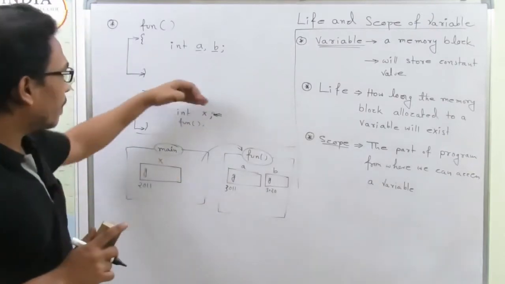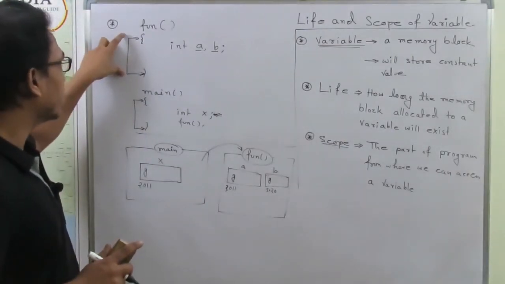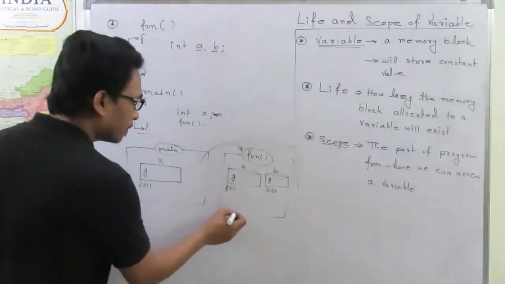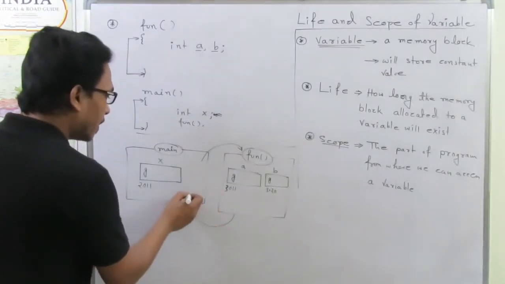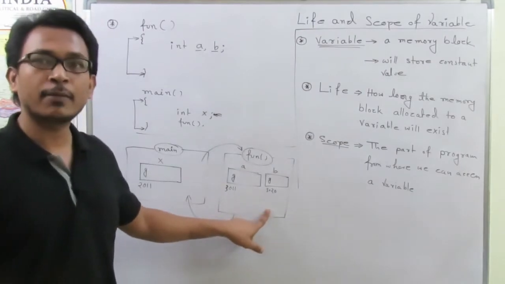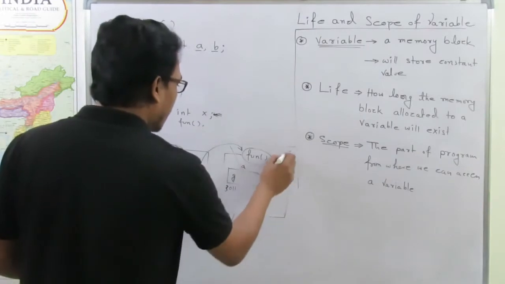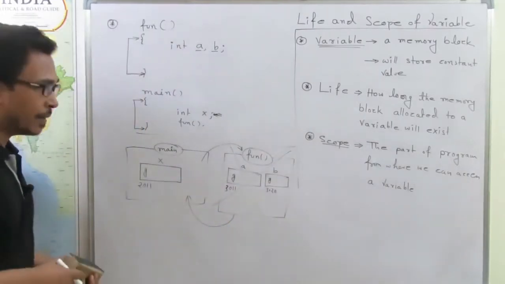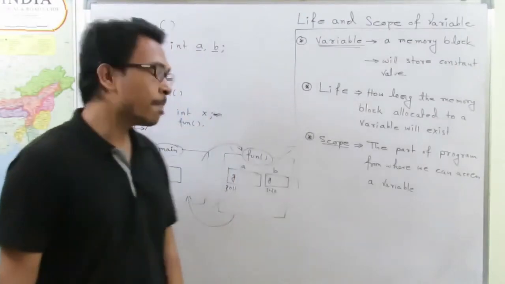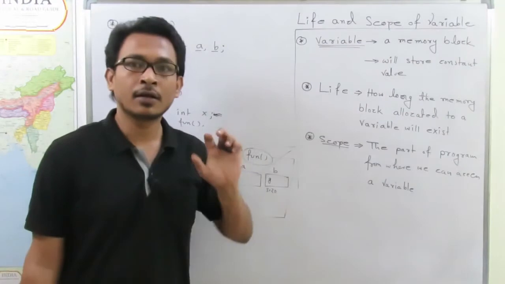Because the scope of integer x is this particular block, not this particular block, and we are in this particular block. Clear? Now when we come back to the main function after completion of execution of main function, at that time what will happen? At that time the system will deallocate all the memory allocated for the fun function.